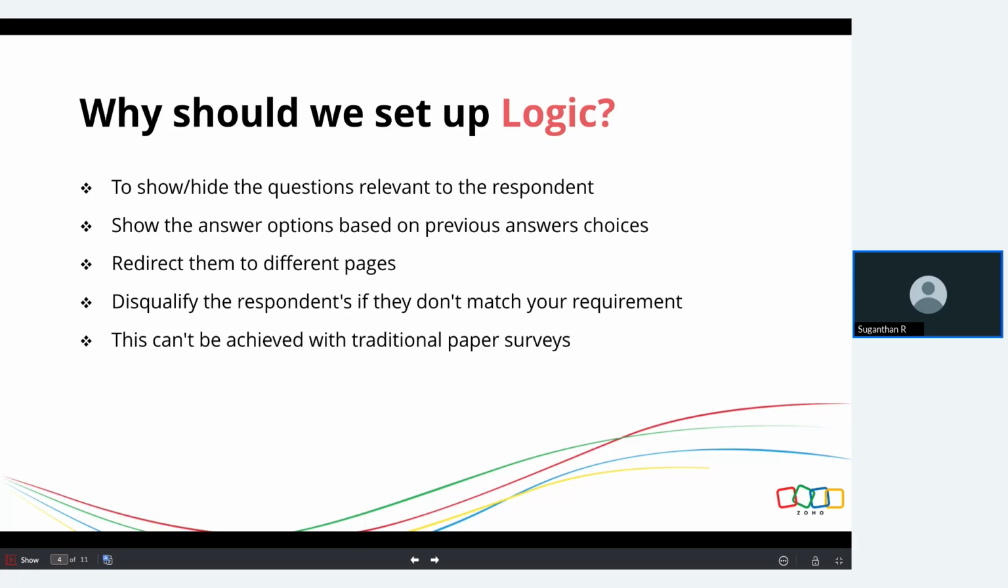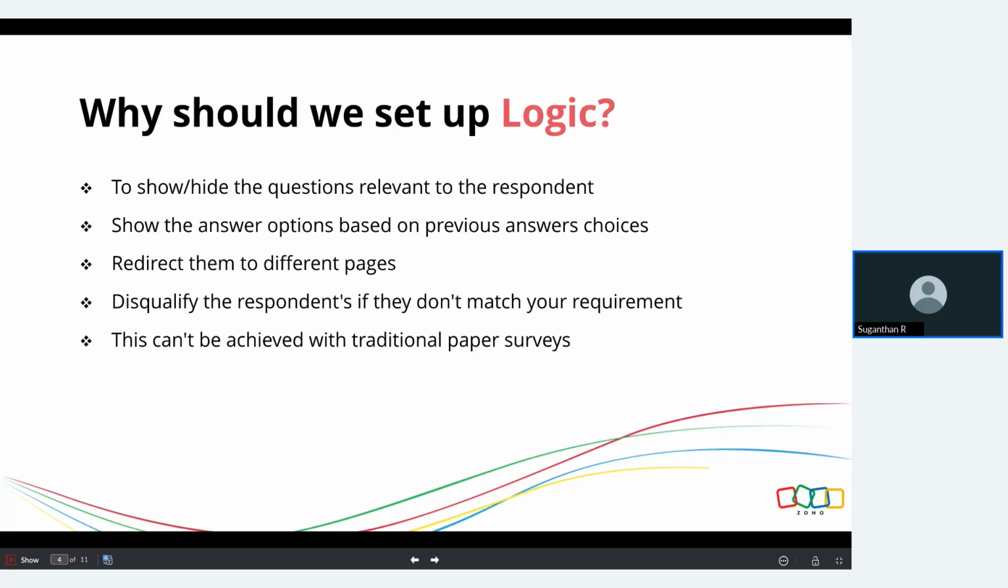Now, for this specific question, you may have follow-up questions for each of these. What we can also do is you can have the questions related to Apple on page 2, questions related to Samsung on page 3, related to Sony on page 4, and so on. By doing this, we can redirect the audience to the appropriate pages rather than going through the questions that are not relevant to them.